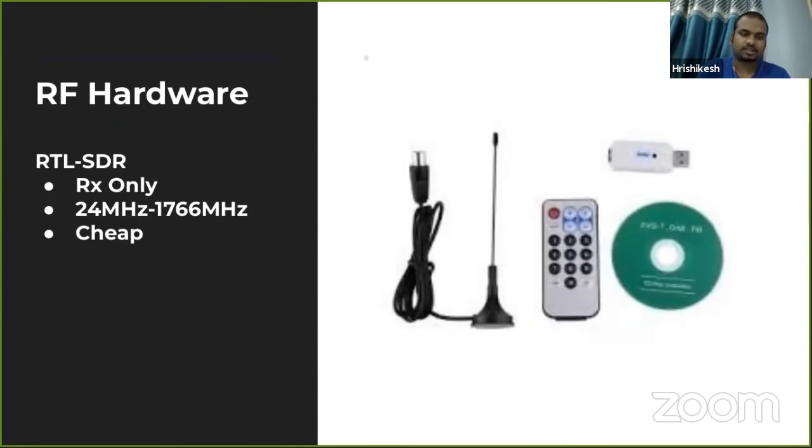There is also one more device which is a cheaper one, and this one is my favorite. It costs only around $15. It can receive only. It has a frequency range of 24 megahertz to 1766 megahertz, and most importantly, this one is cheap. It's easy to get this device. Although you can just receive and analyze the frequencies, it is much cheaper, pocket friendly and affordable. Always good for beginners to start with. You can just grab this and get started with your own thing.